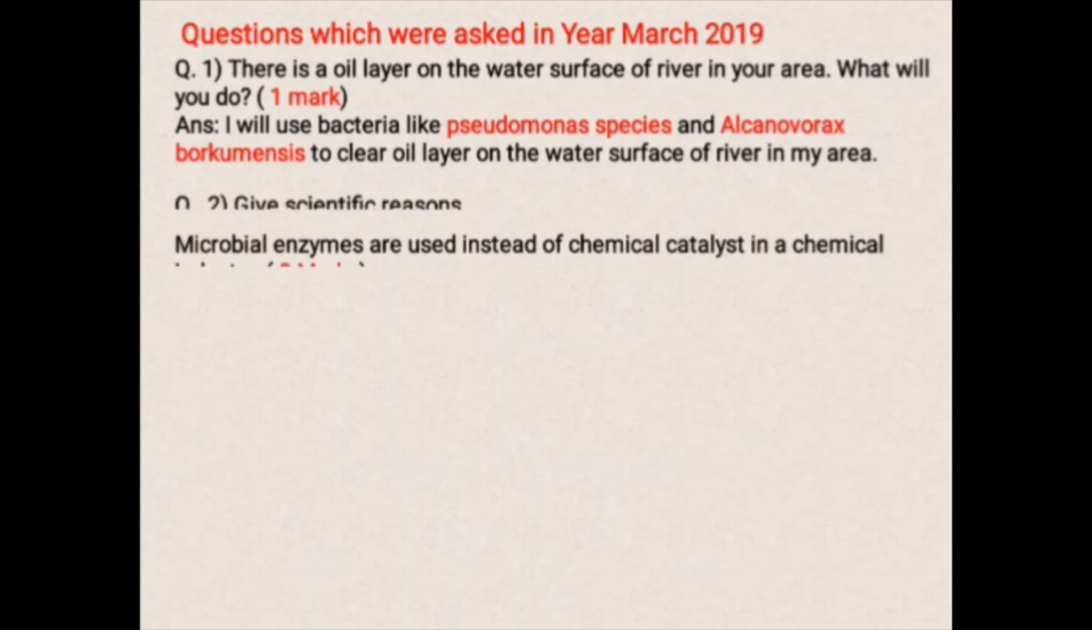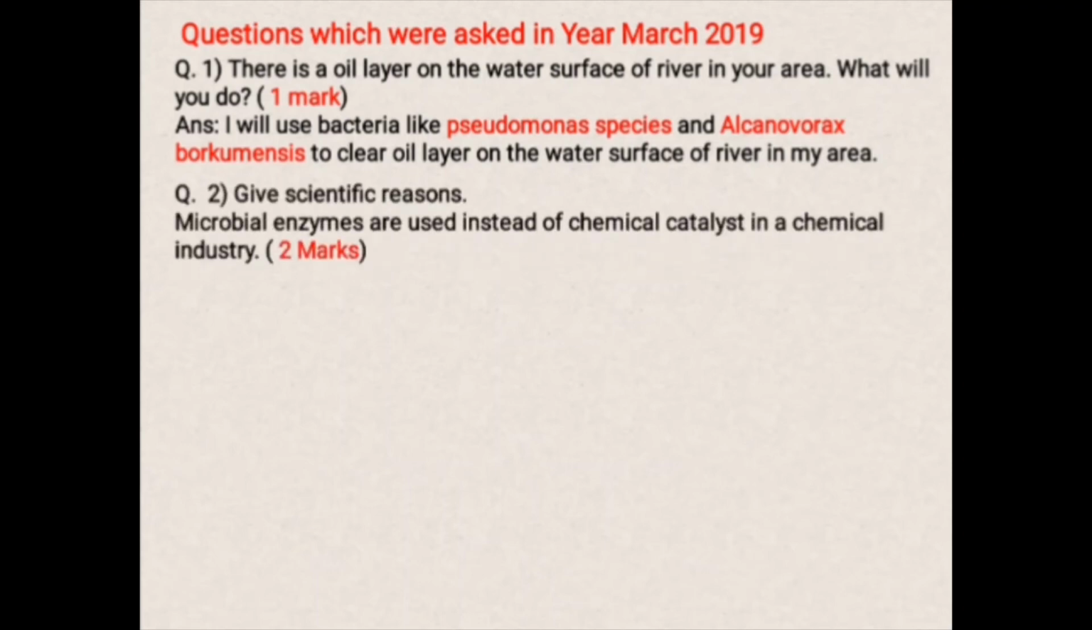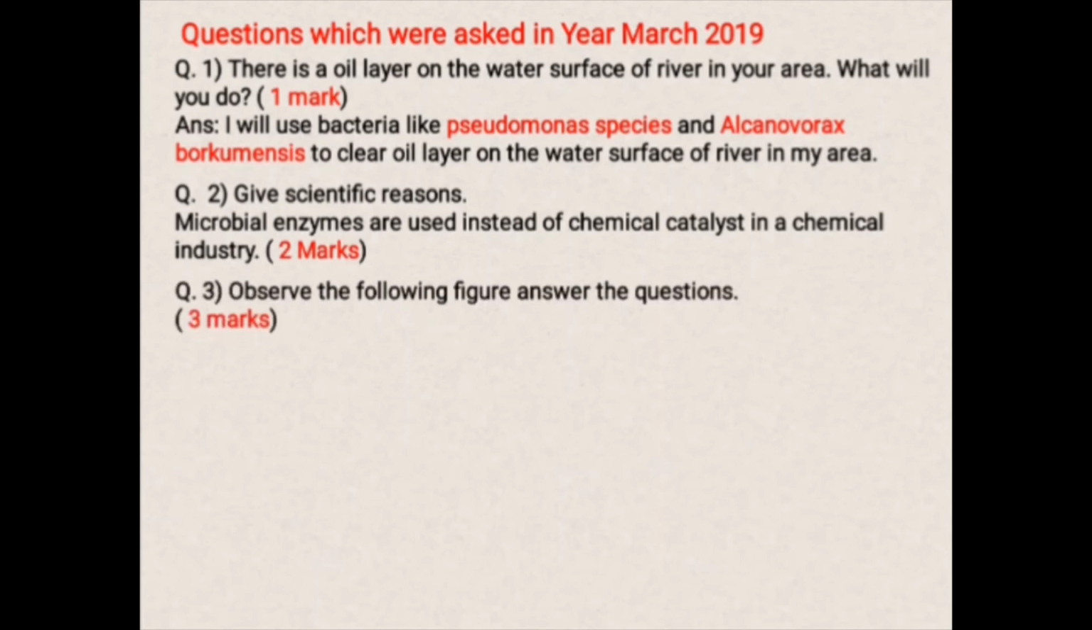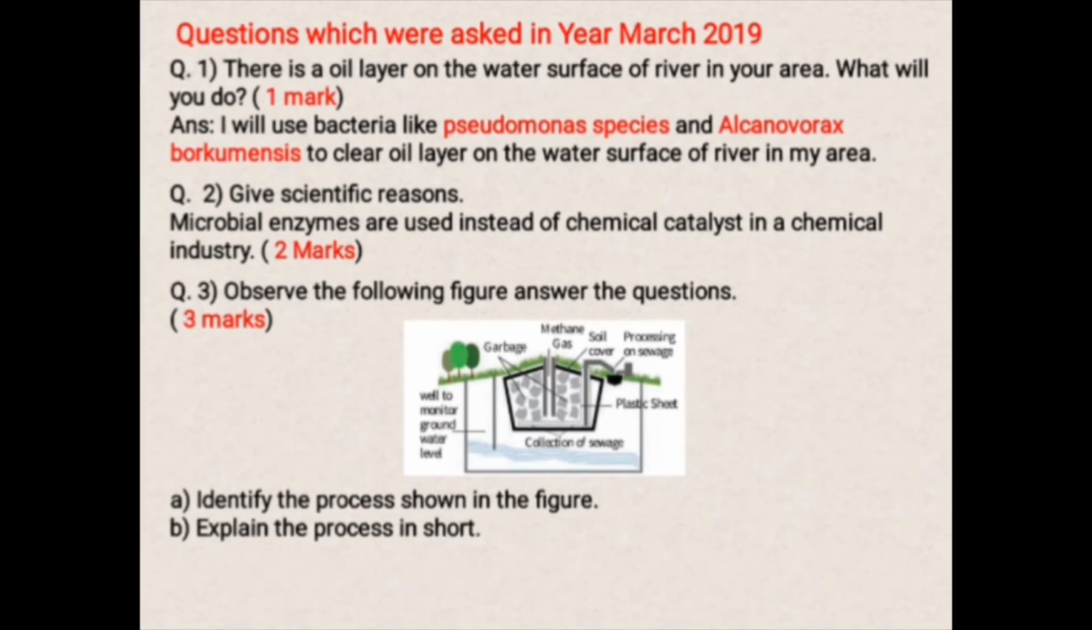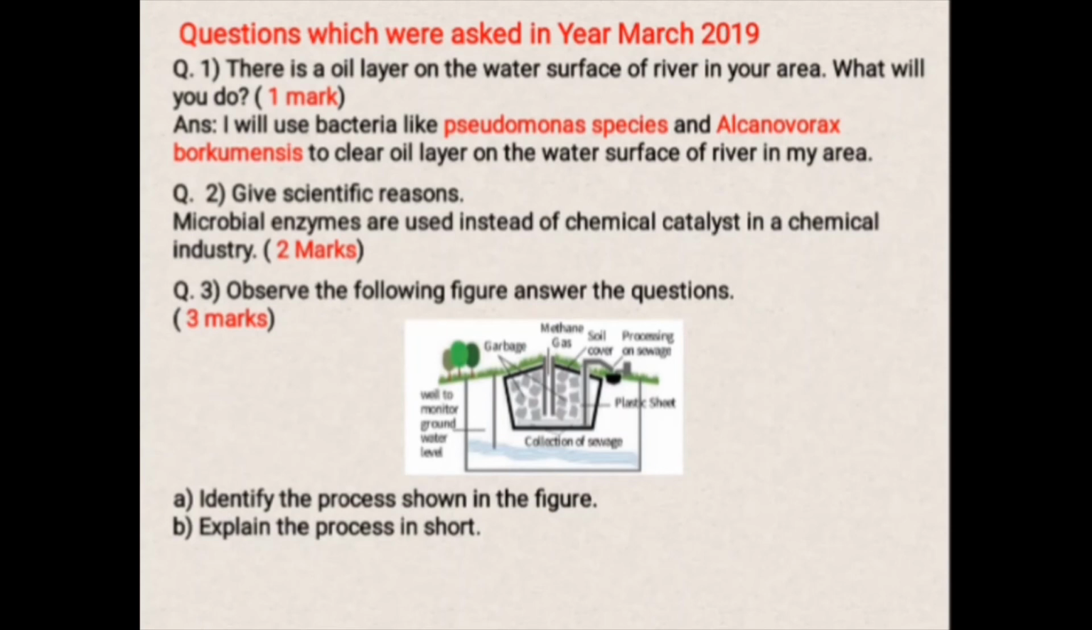Let's see the next question. Give scientific reasons. Microbial enzymes are used instead of chemical catalysts in a chemical industry. This was asked for 2 marks. Children, we have already discussed this answer. Next question. Observe the following figure and answer the questions. This was asked for 3 marks. Identify the process shown in the figure. Explain the process. So let's see the answer of this question.